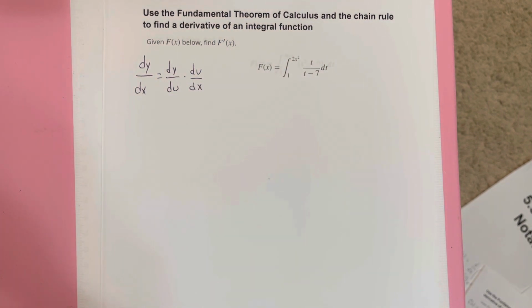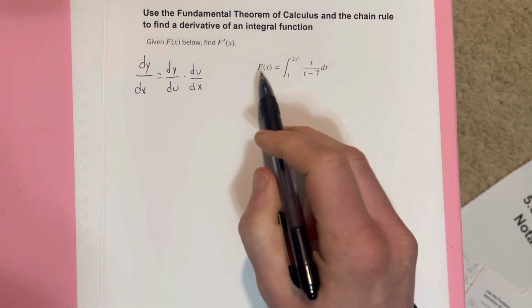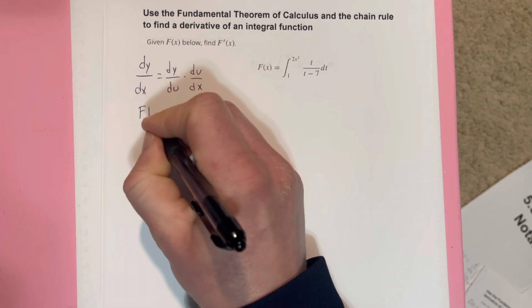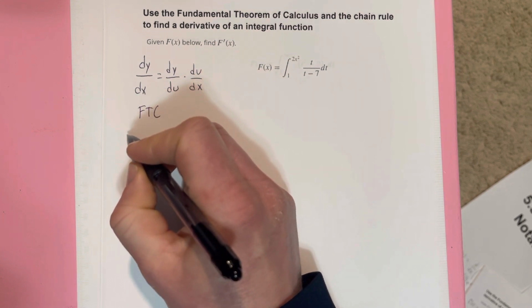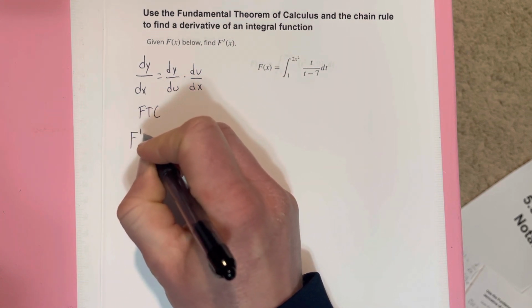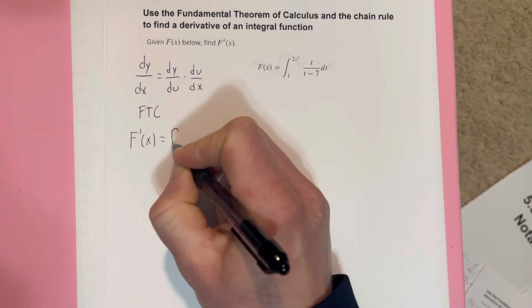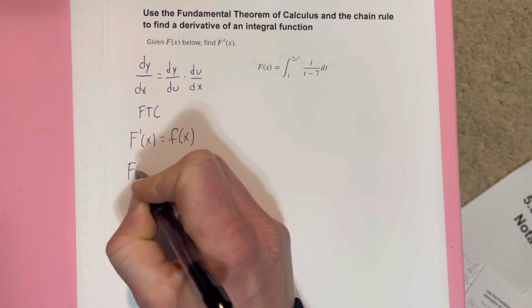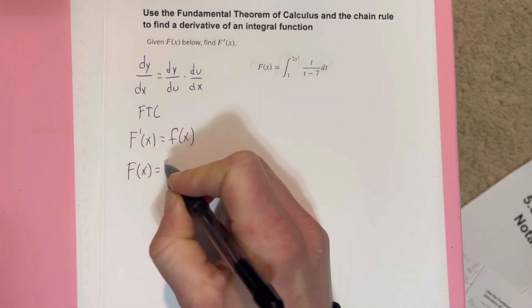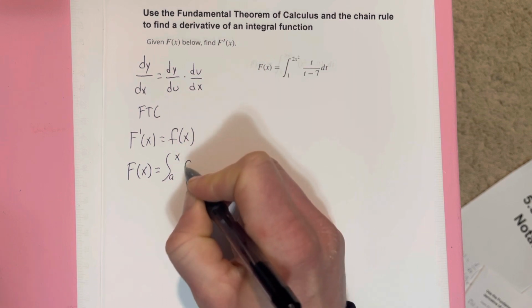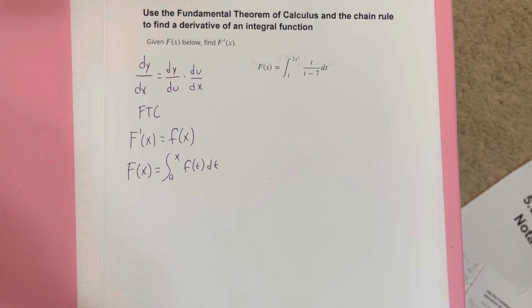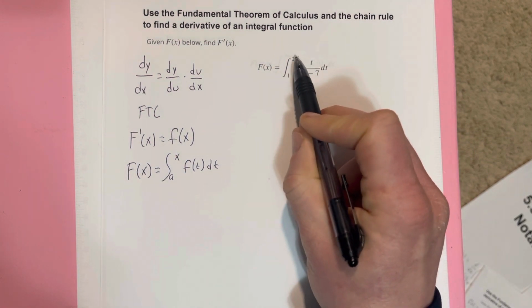So what we're going to do is a little tricky substitution here. Remember that we can state f prime using the fundamental theorem of calculus. So I'm just going to say FTC. We can say that F prime of x is going to be equal to f of x, and that's true if we have F of x equal to the integral from a to x of f of t dt.